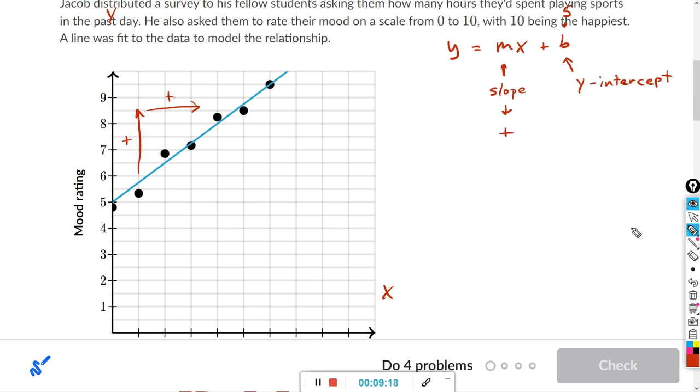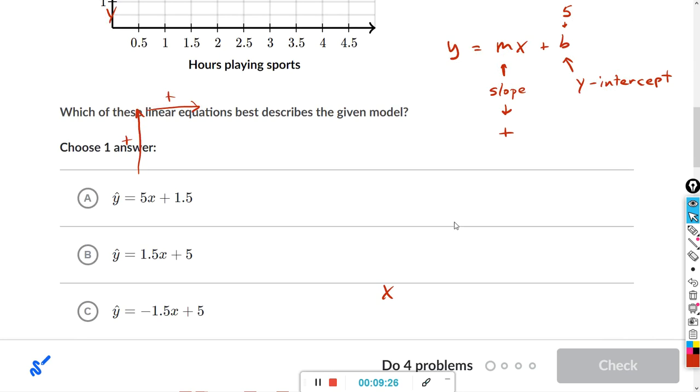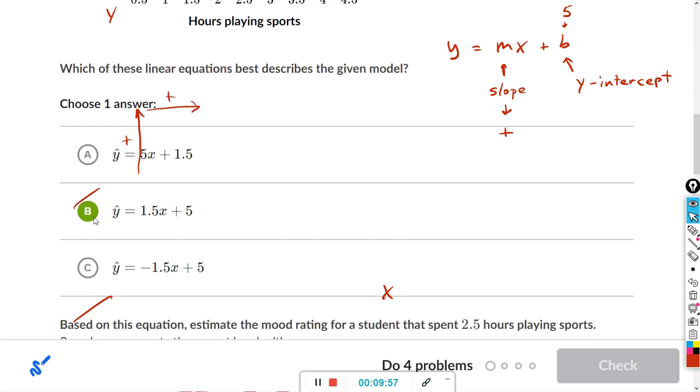positive. And we said the y-intercept is 5. So this one's easy. Okay. The y-intercept here is 5. And the slope is positive. So it's answer B. On answer A, the y-intercept, they have it as 1.5. So it's not A. And answer C, they have a negative slope, so it can't be C. So that's it. There's no answer D. It has to be B.